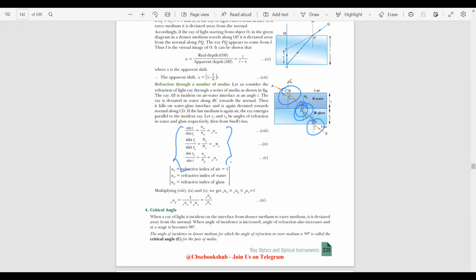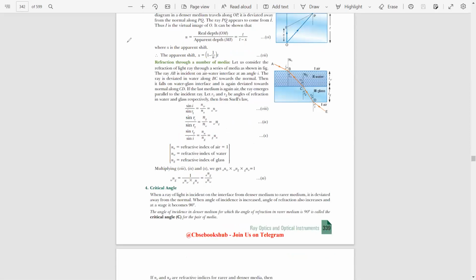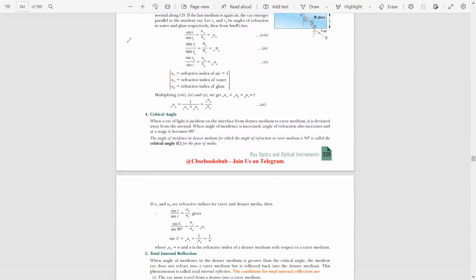First one, air to water. Second time, water to glass. And third time, glass to air. It is happening 3 times. So we have 1, 2, and 3 media, 3 refractive indices here. Now this is the next important thing.